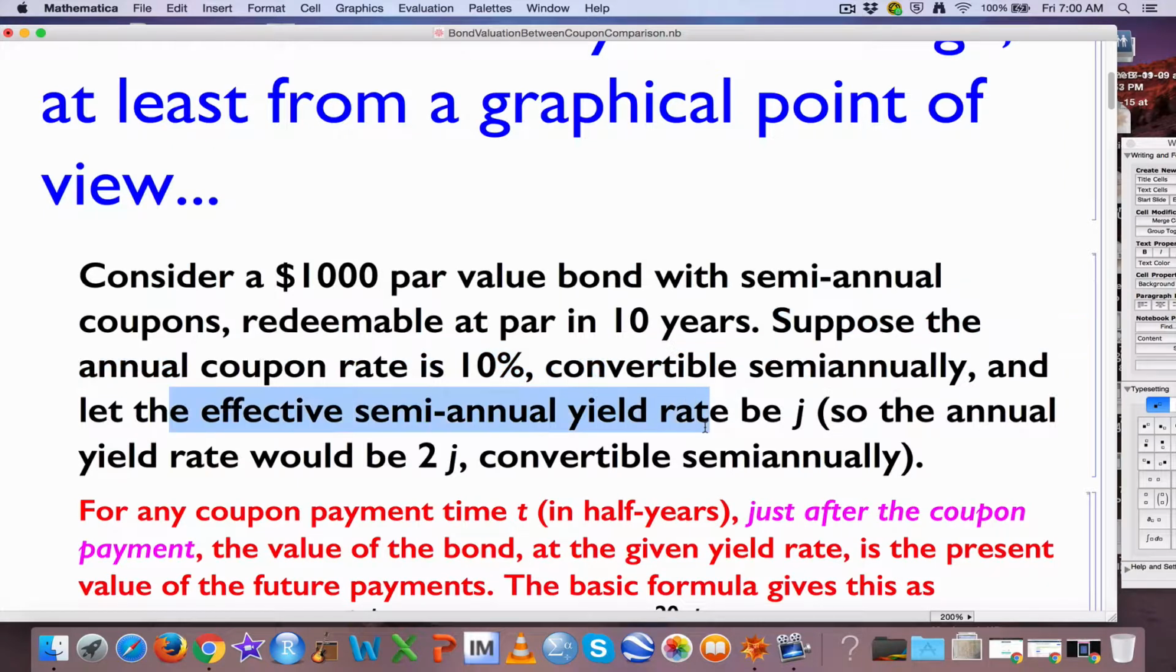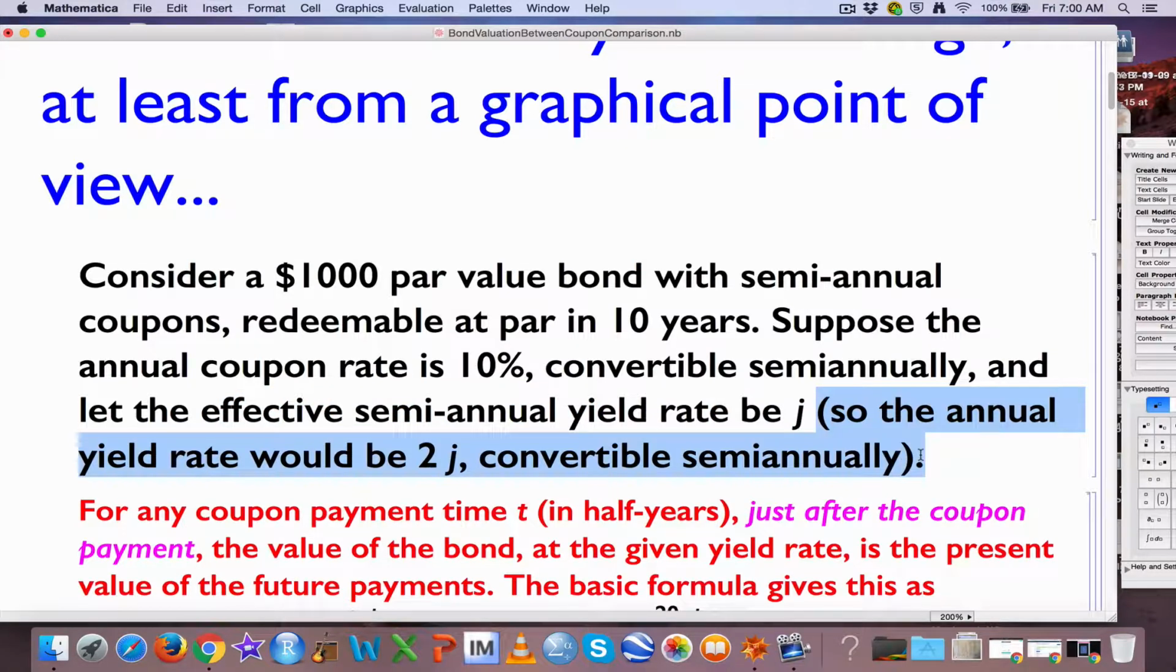And I'm going to let J, as I've usually done, be the effective semi-annual yield rate. Notice the word effective here. This is a semi-annual rate, so the annual yield rate would actually be 2J convertible semi-annually, but I will focus on just J being the effective semi-annual yield rate. If you're not sure what this is all about, you're going to want to learn more about bonds before you come back to this video. Maybe watch a bunch of my earlier videos.